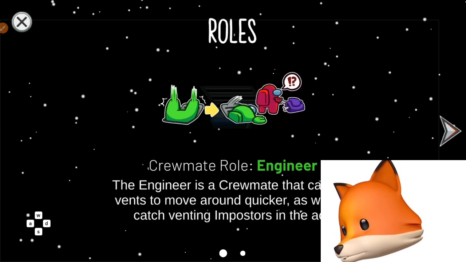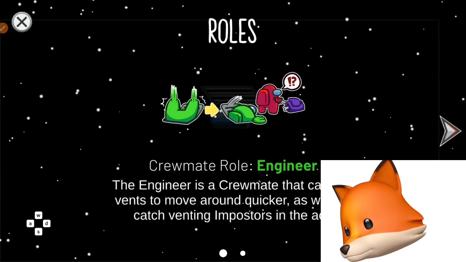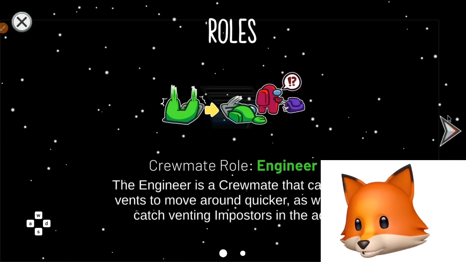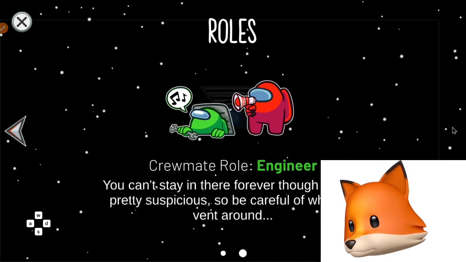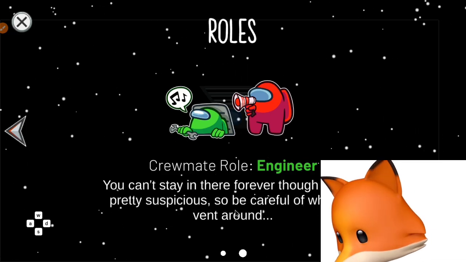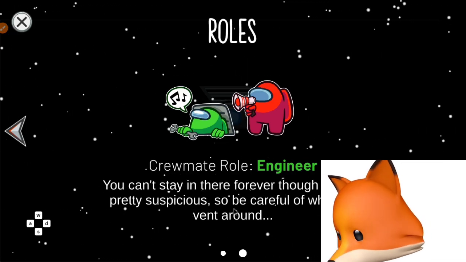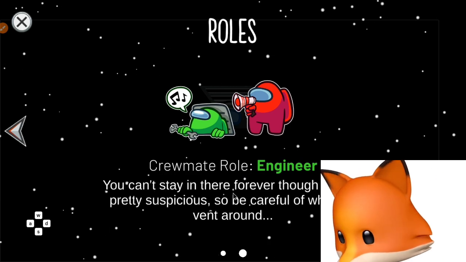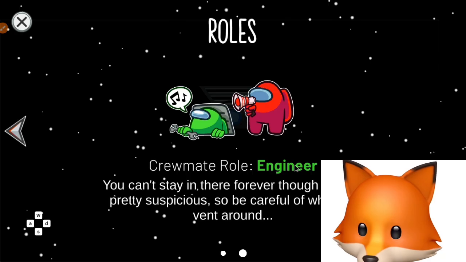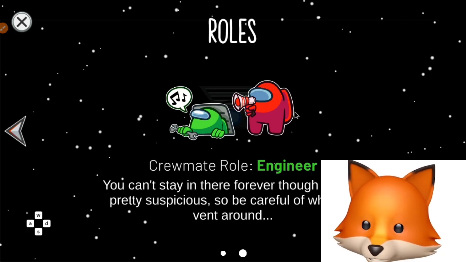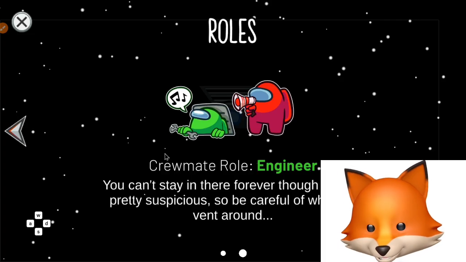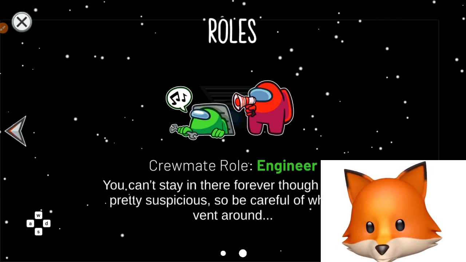Engineer. The engineer is a crewmate that can use vents to move around critically, as well as catch venting imposters in the act. You can't stand there forever, and it's pretty suspicious, so be careful of who you vent around. So basically, that's why you have a limited time in vents, so you don't get too suspicious.